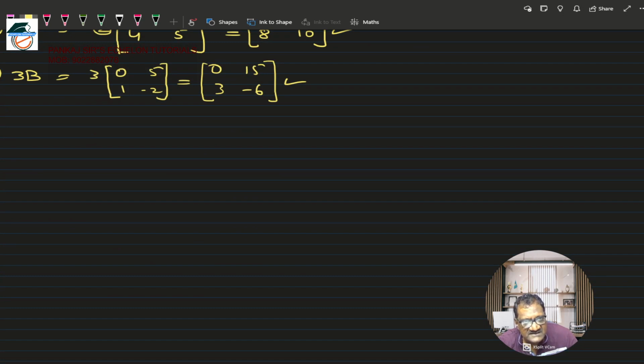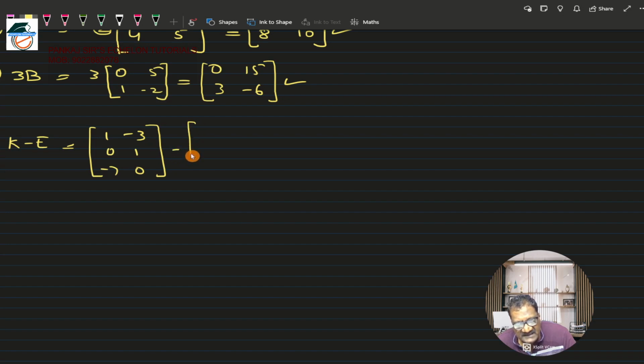Then let us come to the seventh one. Now the seventh question says k minus e. So what is your k minus e? In the matrix form, k will be 1 and a minus 3, 0 and a 1, and minus 7 and a 0. This is k minus e. E matrix is 1 0, then minus 1 1, and then 2 and 5.